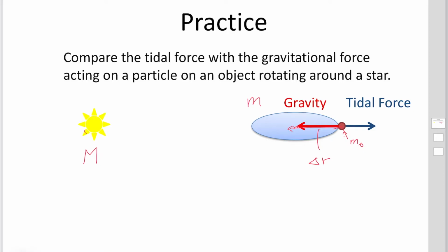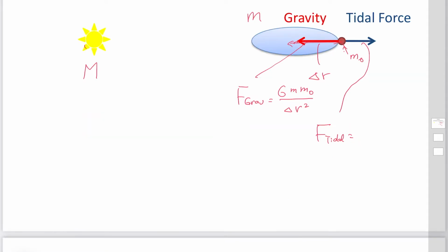Then the gravitational force acting on the particle with a mass of m sub 0, F grav, is G m m sub 0 over delta r squared. So this is a constant quantity, independent of the distance between the star and the object rotating around the star. And the tidal force is given by 3 G M m sub 0 over R cubed times delta r.